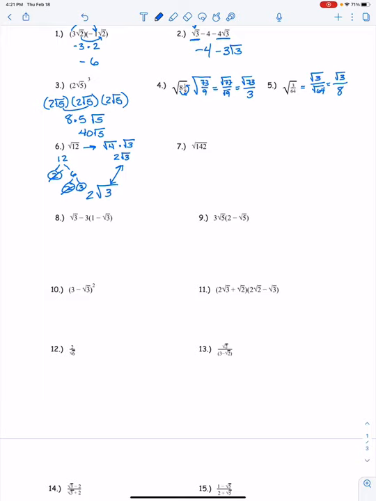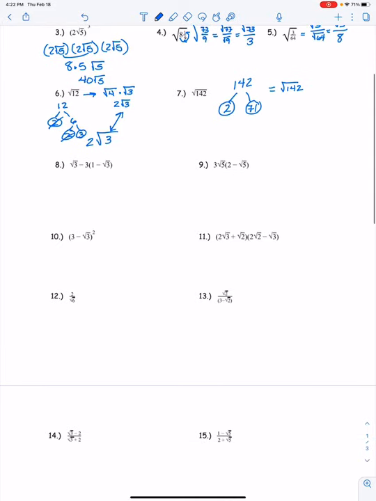Okay, let's look at the square root of 142. This one's going to be a little bit harder, so I'm going to try the prime factorization method. I'm going to break 142 down into 2 times 71. So 71 is a prime number. There are no perfect squares in this one, so this is in its simplest form. Your answer is the square root of 142. Okay, everybody good?